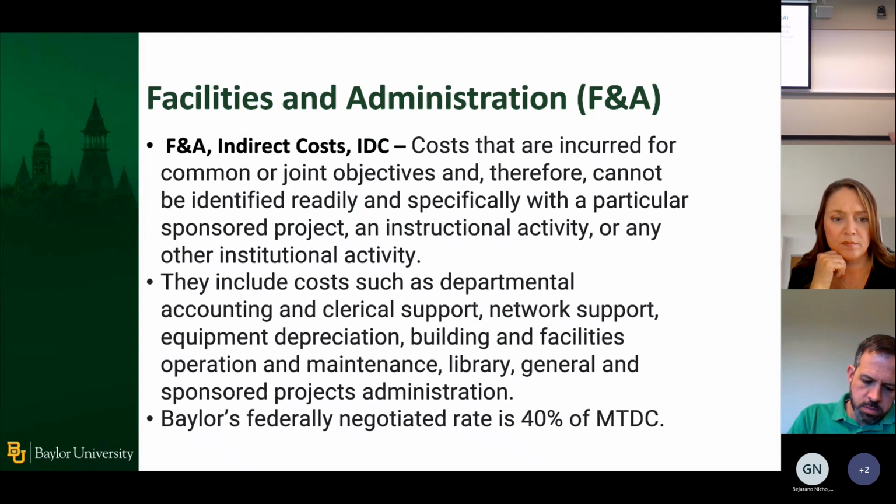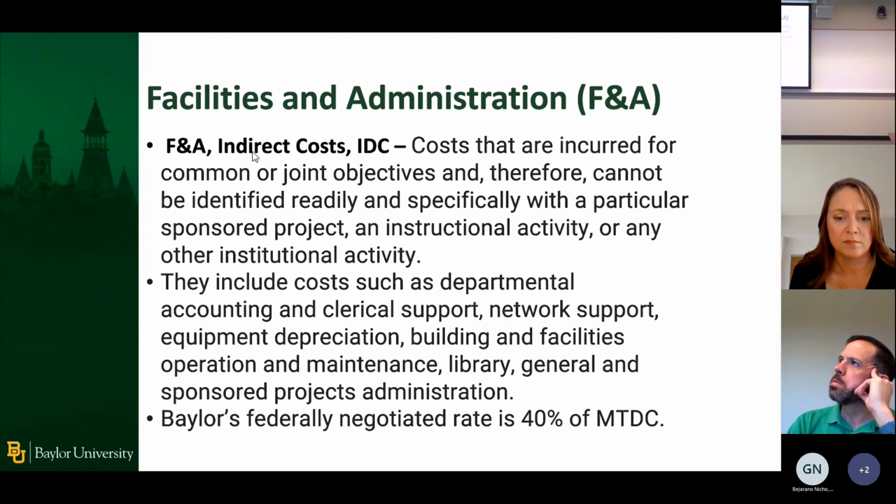So the first thing that we need to start whenever we build our budget is make sure that we have the F&A costs correct, that percentage correct. Baylor's federally negotiated rate is 40%, but if you're working with the foundation, they may not recognize that. Sometimes it's 0, and it could be anywhere between 0 and 40%. So we need to have that number right before we start building our budget, because that number can eat away at the budget you have available to you.